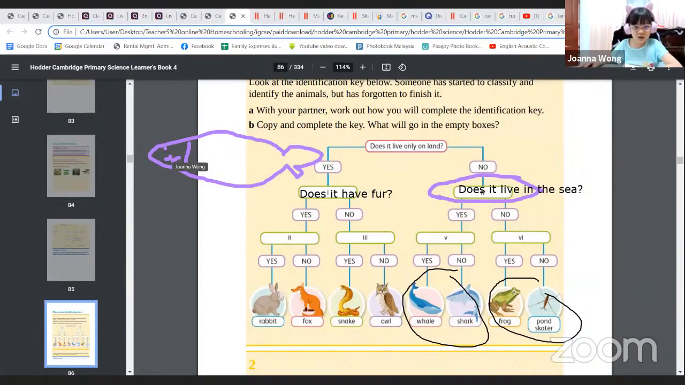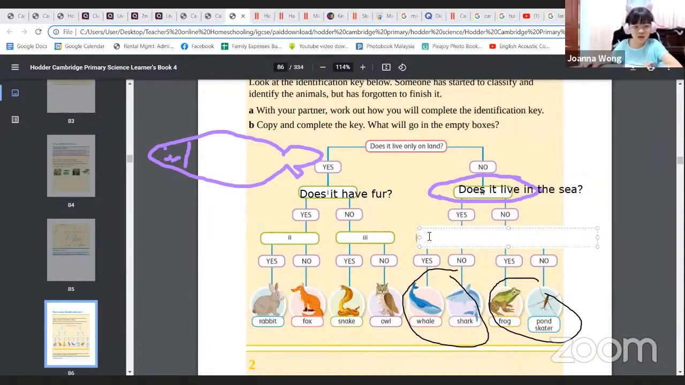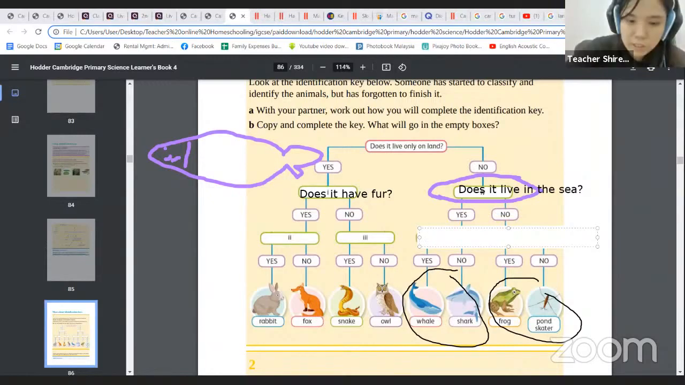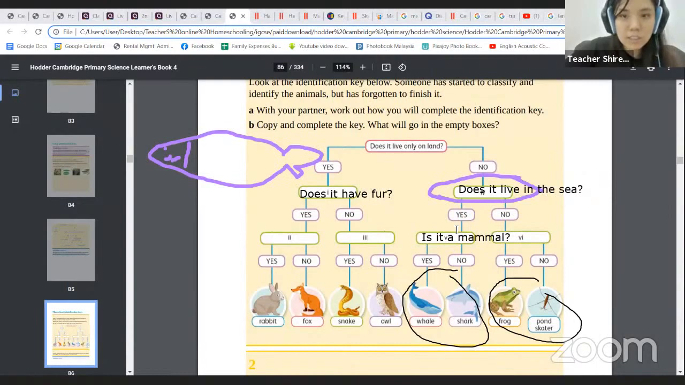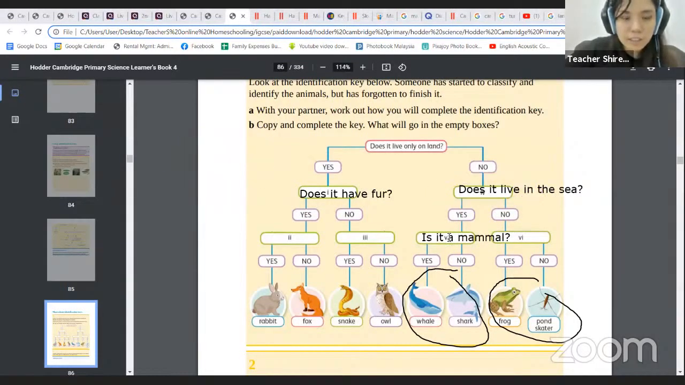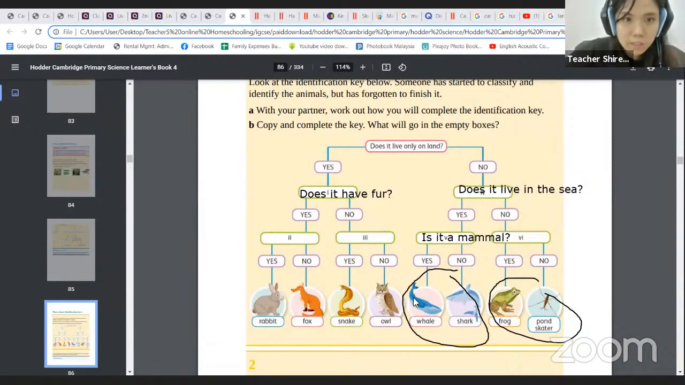Okay. So now you found the similarities already, right? Now for the second question, you need to find the differences. What's the difference of these two? One is a mammal, one is a fish. Yes. So yes, it's a whale. It is a mammal. Or you can say, because yes here, does it breathe through lungs? Got it? Both are fine. But do not say, does it have gills? Because no, whale doesn't have gills, okay?